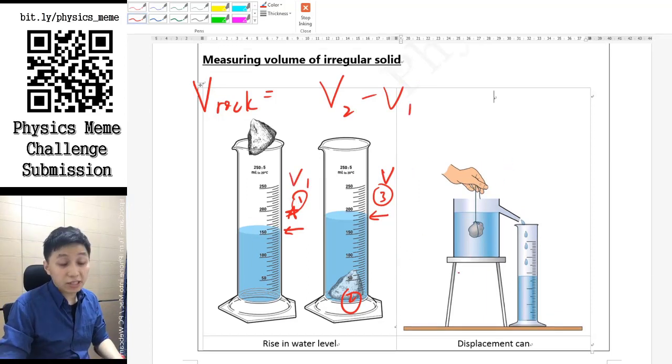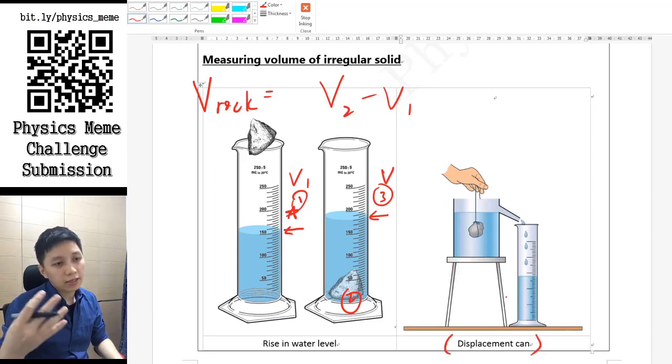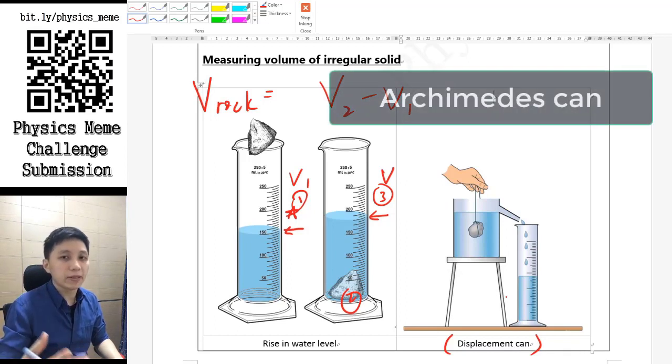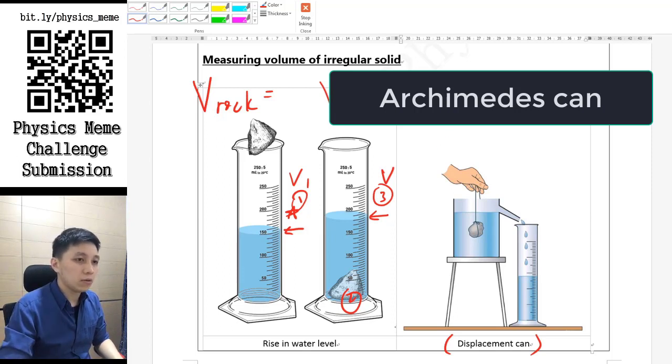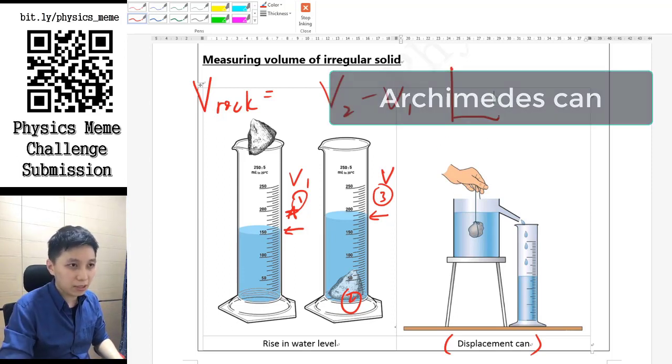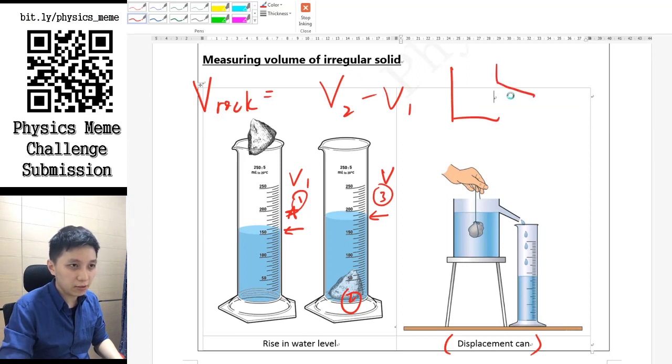If you don't like to do the subtraction for some reason, then you can consider using the other approach called the displacement can. People also call it the Archimedes can because it was invented by Archimedes, one of the philosophers in the past. So the can itself is empty when you use it in the first place. The shape is a very simple can with an outlet like this. The first step is you have to fill this up with water until it starts to drip.